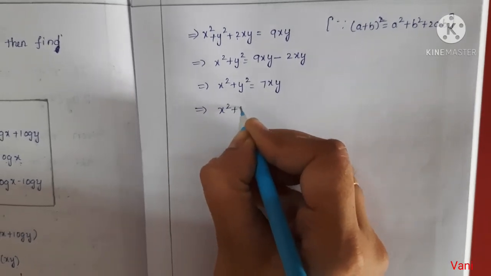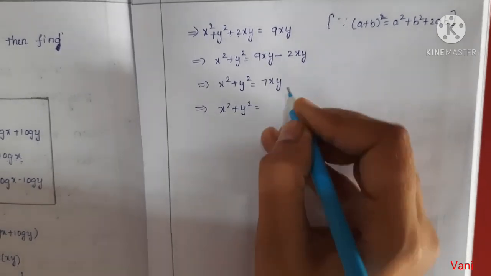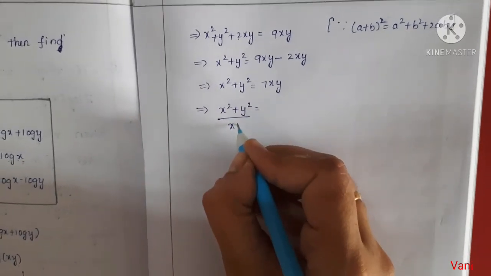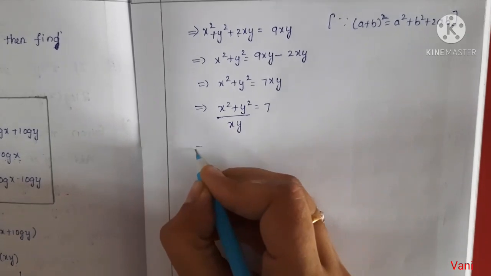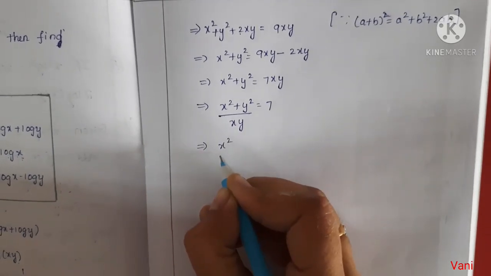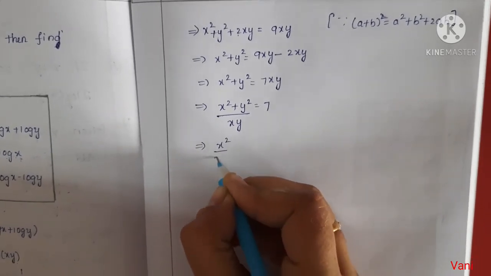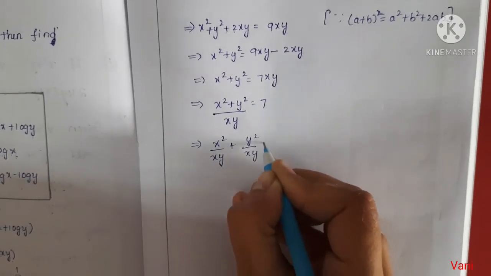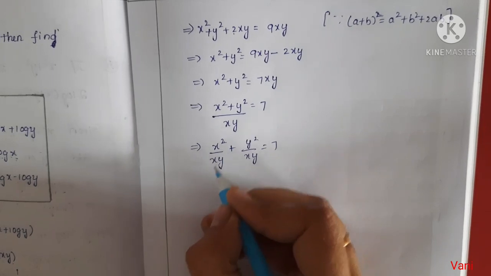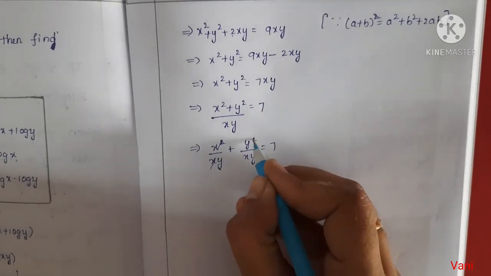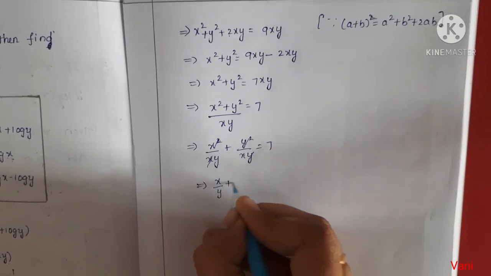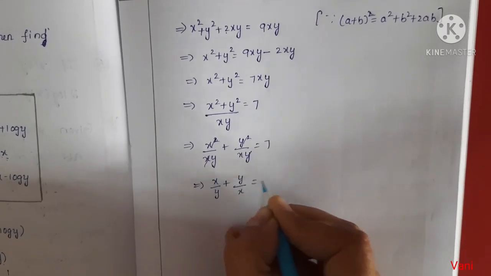Now x square plus y square is equal to 7xy. Take this xy to LHS, it will become into xy, which is equal to 7. Now separate the denominator with the numerator terms. x square by xy plus y square by xy is equal to 7. Now in x square, 1 x will cancel, in y square 1 y will cancel. So x by y plus y by x is equal to 7.